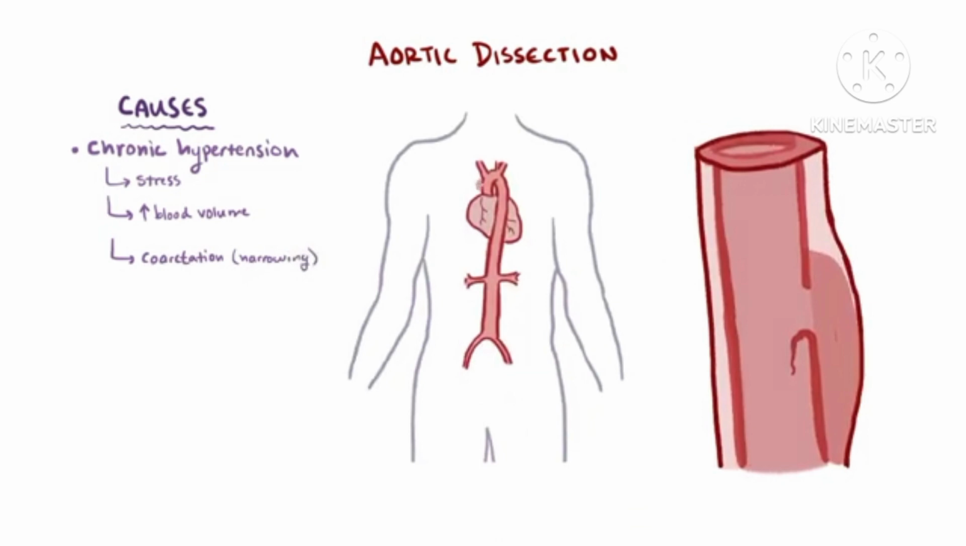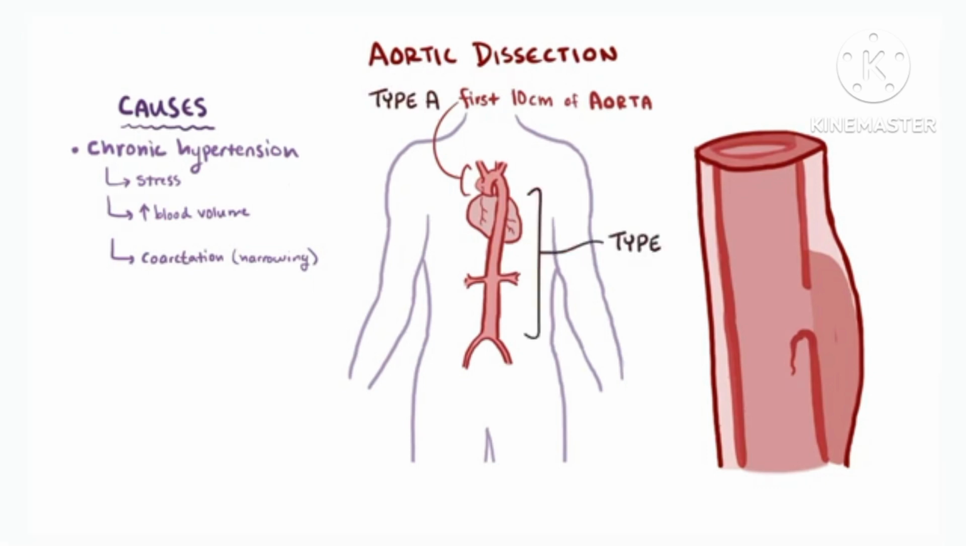Aortic dissections most often happen in the first 10 centimeters of the aorta closest to the heart. A tear near the heart or in the upper aorta is considered a Type A aortic dissection in the Stanford classification system. Type B aortic dissections involve tears in the lower aorta or descending aorta. Both Type A and B aortic dissections can extend into the abdomen.